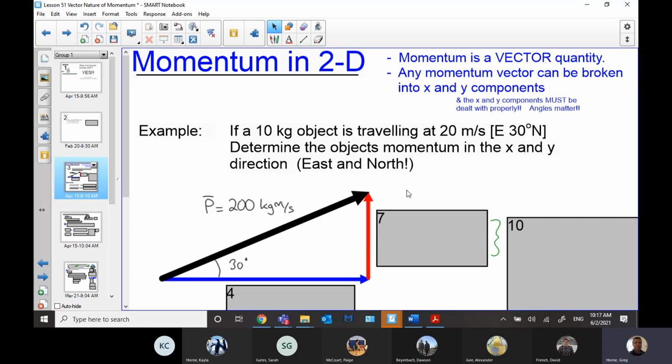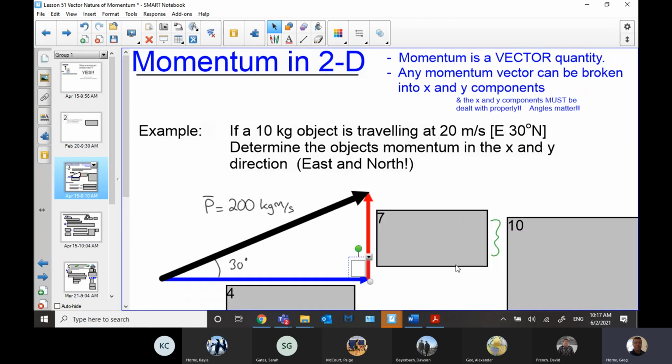So we've got a 10 kilogram object coming in at 20 meters per second, east 30 degrees north. Determine the object's momentum in the x and y direction. We're not even talking about collisions yet. We're just reminding you that componentizing vectors is something you need to know how to do. It's obvious that the x and y directions have a right angle, 90 degrees, between them.